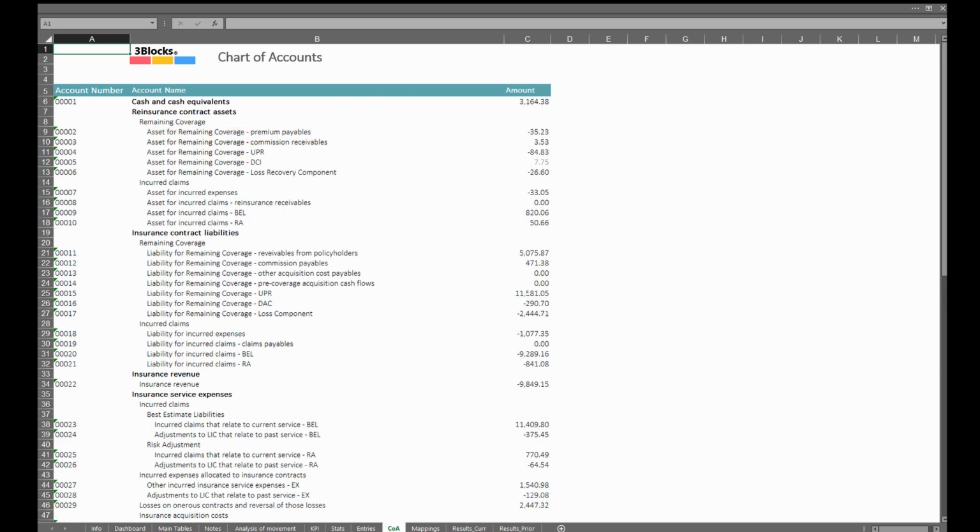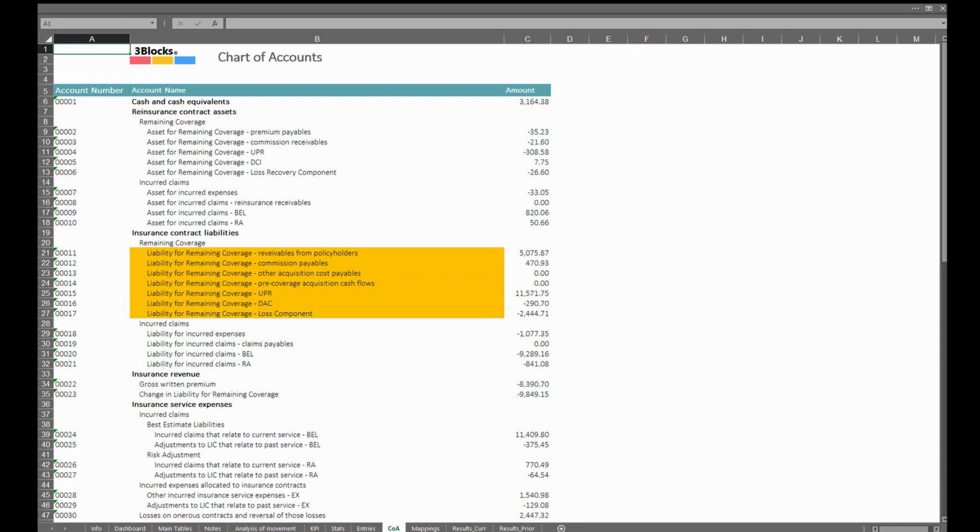If you're interested in the other options, we can look at the second possibility. In this case, we have 7 accounts for liability for remaining coverage. Apart from loss component and pre-coverage cash flows, we have UPR and DAC, receivables and payables. Here, the revenue account is still one account. But we could also split the revenue account. Let me show you the last possibility. The liability for remaining coverage is the same as before, but the revenue account is split into gross written premium and delta liabilities. So it's really up to you which method you choose.